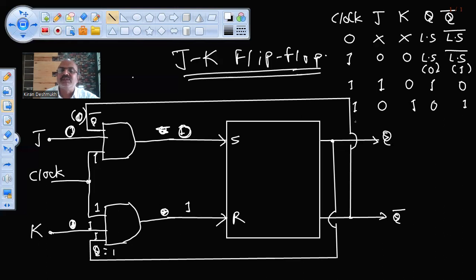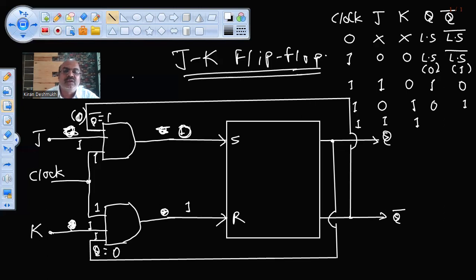Now, the interesting condition is when clock is 1 and both J and K are 1. Now what will happen? Now J is also 1, K is also 1. What about Q and Q bar? Q is 0 and Q bar is 1.